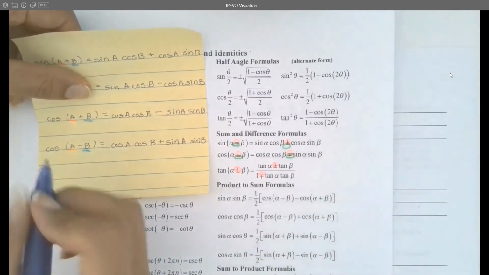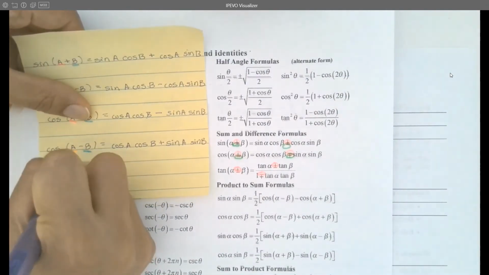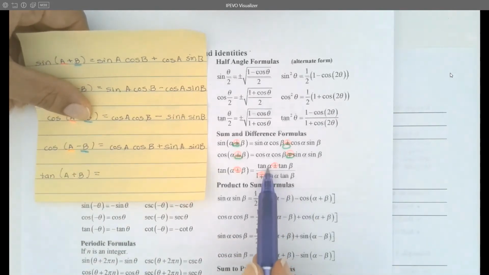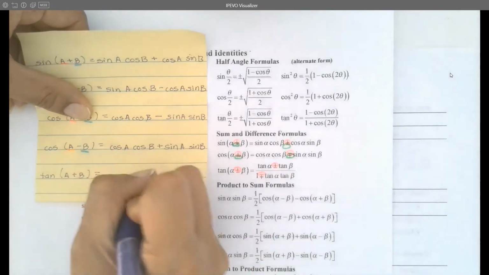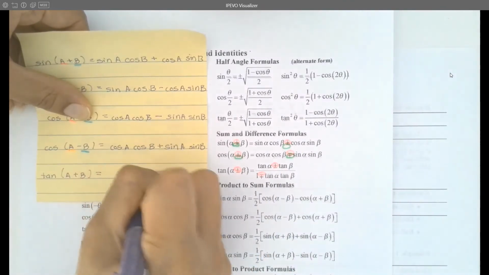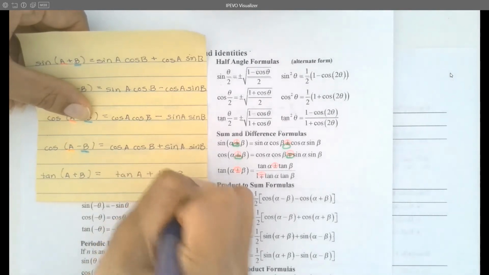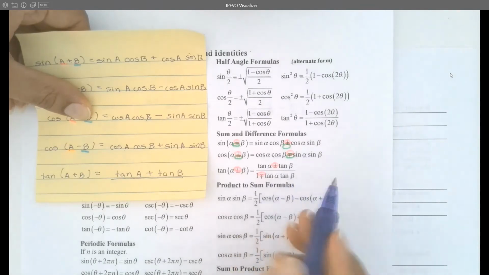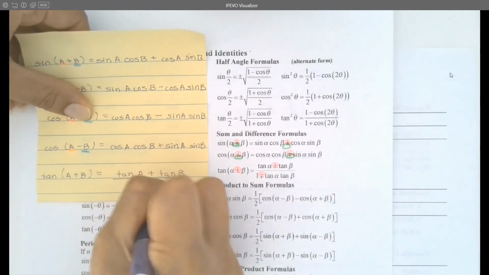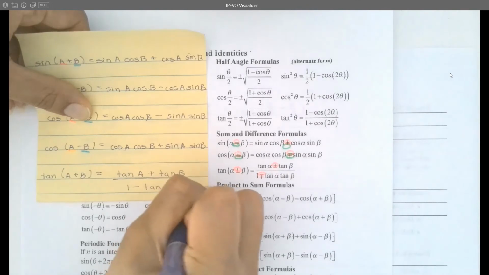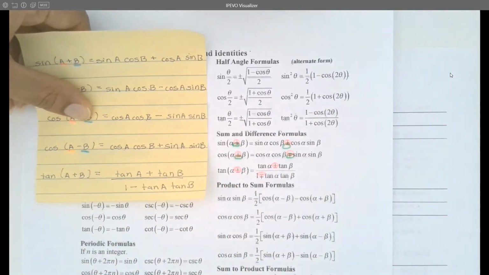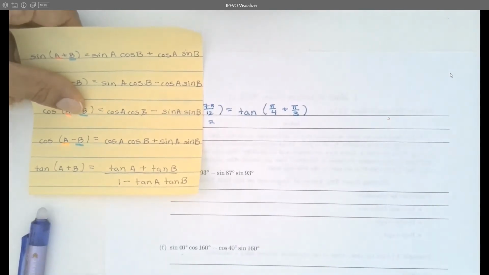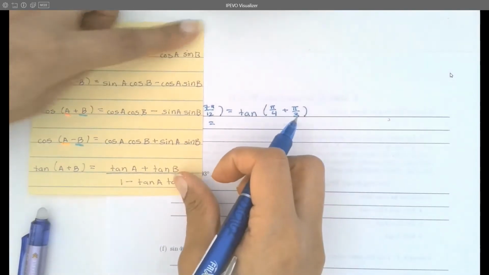We'll have tangent of a plus b is equal to, in the numerator, tangent of a plus tangent of b, over 1 minus tangent of a tangent of b. Okay, and so now that we have the formula, we can come to this problem and start replacing in some values.